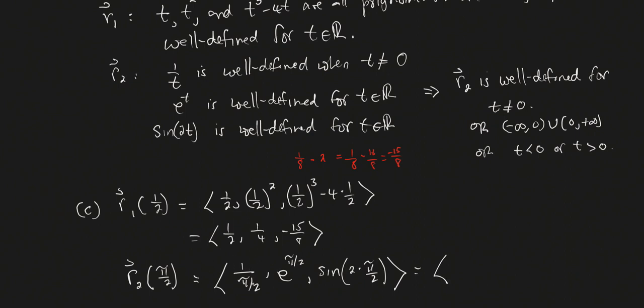Well, the reciprocal of pi over 2 is 2 over pi, and then the e to the pi over 2, I'm just going to leave that in terms of e. There's nothing that can be reduced here, and there is no need for me to go to a decimal. In fact, I'd rather avoid them if possible. And then here we have the sine of pi, and then that would be 0. The sine of pi is 0.